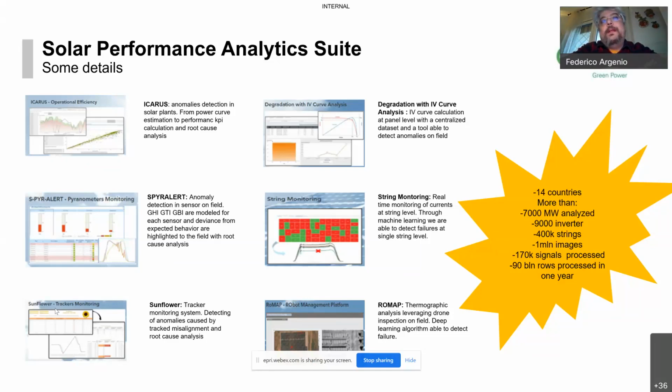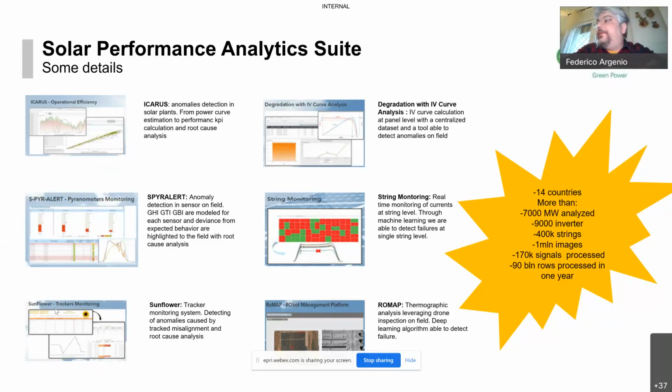The first tool that we developed was named Icarus. That is a tool dedicated to what we call the operational efficiency. It means the control, the remote monitoring of our solar fleet through the analysis of what we call the power curve of the inverter. It means that for every single inverter in our fleet, we developed a model based on neural networks that is able to get data from SCADA about irradiance, temperature, power, and so on, and calculate the optimal behavior of the generating unit.